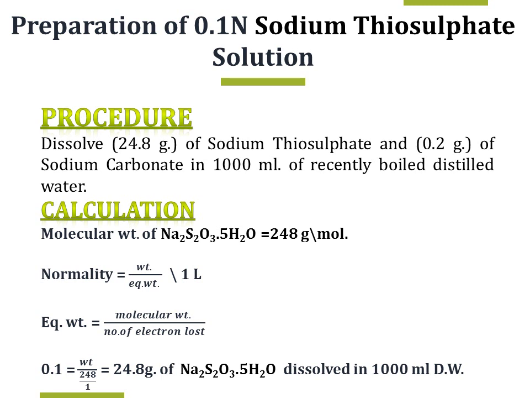The second point, use 0.2 gram of sodium carbonate in the preparation of a standard solution of sodium thiosulfate to make the pH of the solution alkaline. Sodium carbonate can be used to stabilize the sodium thiosulfate and prevent the precipitation of sulfur by making the pH of solution alkaline.